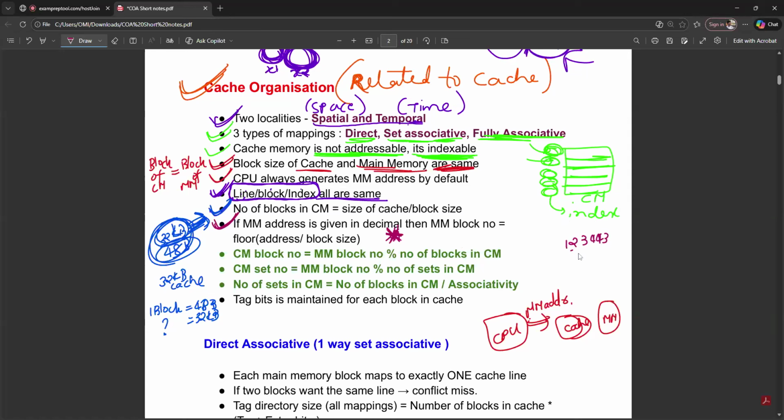This is the address. You have to divide it by the block size, and you have to take the floor. That is a very, very important point. Please take care of this point.